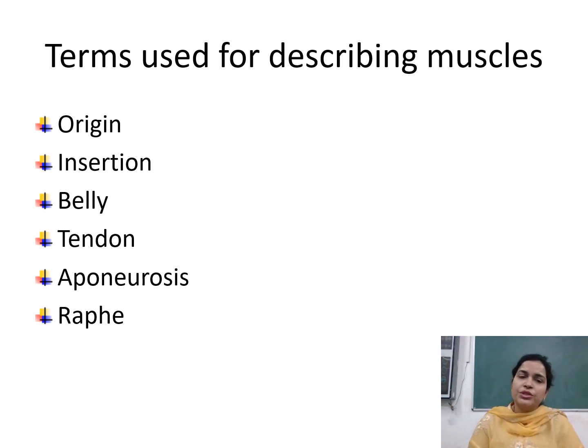So what is origin, what is insertion, what is belly and tendon? The structure of any muscle is very commonly described as looking like a mouse, and therefore the word muscle. Now what is aponeurosis and what is raphe?